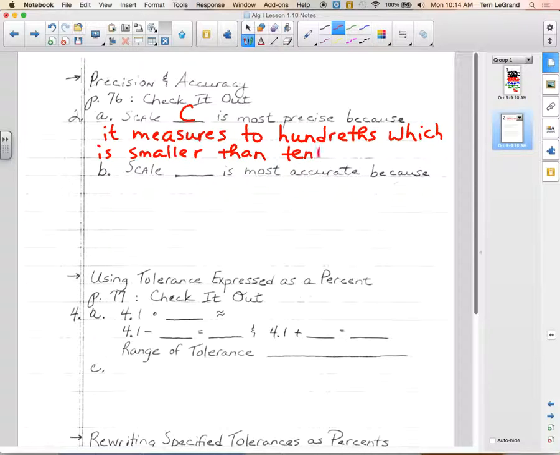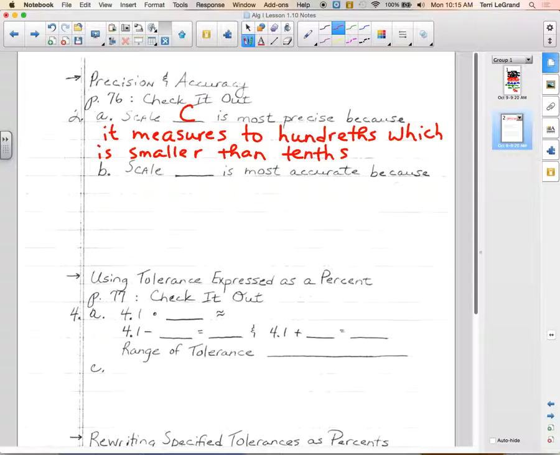Okay, so we get to pick scale C for precision because, and you need to write this out so that you understand. Kate, join in. Scale C is most precise because it measures to hundredths, which is smaller than tenths. And now we have to decide which scale is most accurate and why. What's the reason? Okay, which scale is most accurate and why? Tyler? B. You think it's scale B. Why? Because it'd be easier to get 0.2 ounces than it would be any other ones.